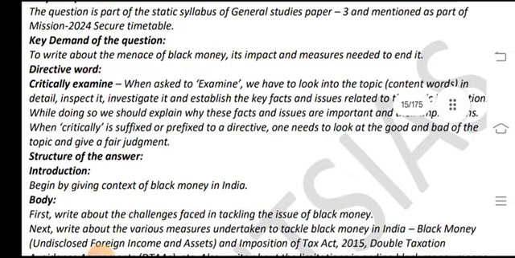Directive words: when asked to critically examine, we have to look into the topic and context in detail and inspect it. It is to investigate it and establish the key facts and issues related to the topic in the question, and while doing so we should explain why. Thus facts and issues are important, and their implications. When critically is the suffix or prefix to the directive, one needs to look at the good and the bad of the topic and give a fair judgment.